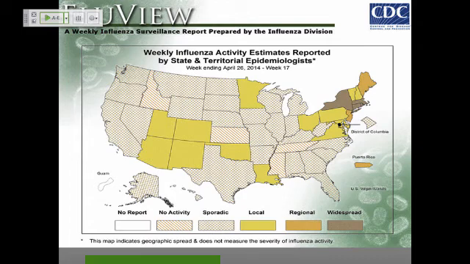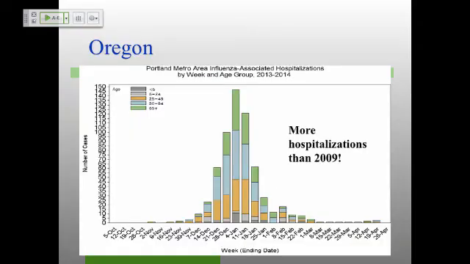What about Oregon? Well, this is what Oregon looks like. This was, again, through a couple of weeks ago, 26th of April. Main peak right here. Mostly older people were hospitalized. But interestingly enough, there were, in fact, more hospitalizations this year than even in 2009. So it was a pretty big year. And we looked at that before. It's been pretty major.